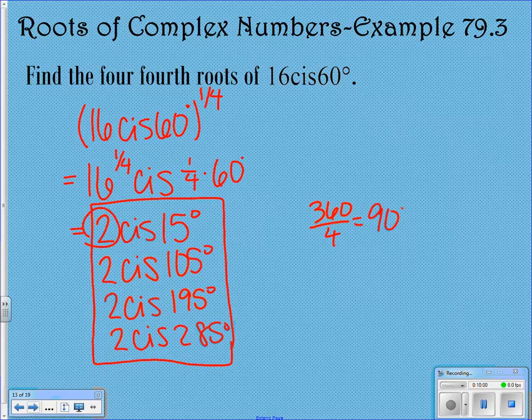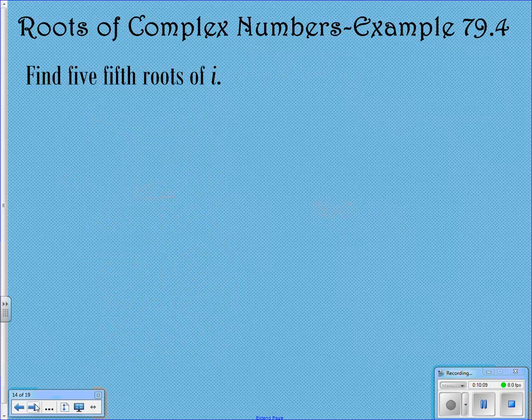This 2 out front doesn't change. The only thing that changes is the angle. Okay? Looking at another one. Find the 5 fifth roots of i. So for this one, we have to put it into CIS form. So we need to know where i gets graphed.